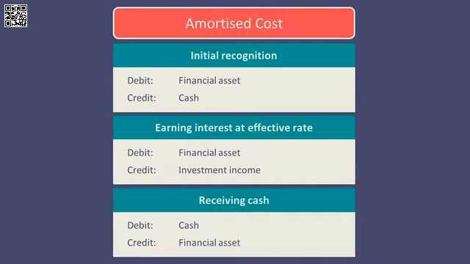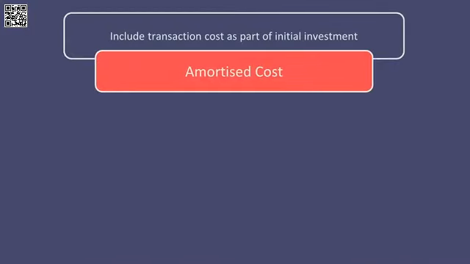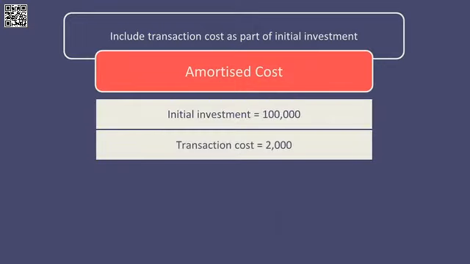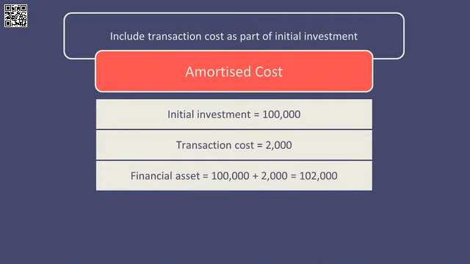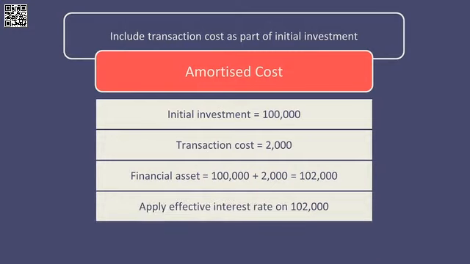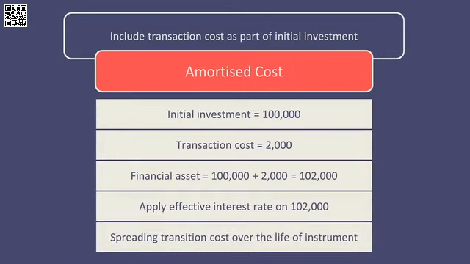Now, a few points of detail to point out. If you are measuring something at amortized cost, the idea is that you are supposed to be spreading everything to do with the instruments over a period of time, the period of the instrument itself. So we will include transaction costs as part of the initial investment. So an investment of 100,000 with 2,000 of transaction costs would mean that we would originally set up the financial asset for 102,000. When we then apply the effective interest to that 102,000, it's actually having the effect of spreading the transaction costs over the life of the instrument, rather than having those transaction costs hit the profit and loss account in the first year.